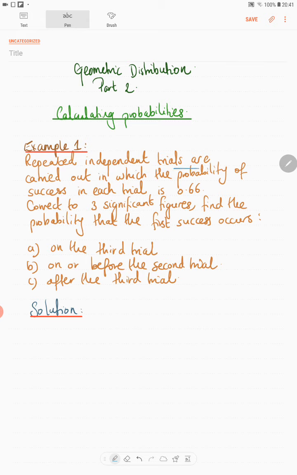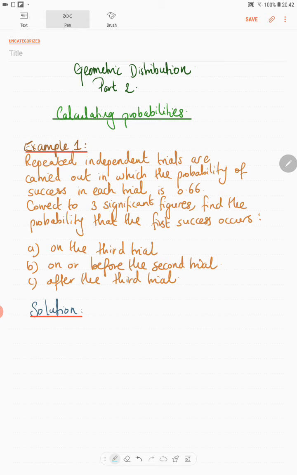Repeated independent trials are carried out in which the probability of success in each trial is 0.66. Correct to three significant figures, find the probability that the first success occurs: part A, on the third trial; part B, on or before the second trial; part C, after the third trial.